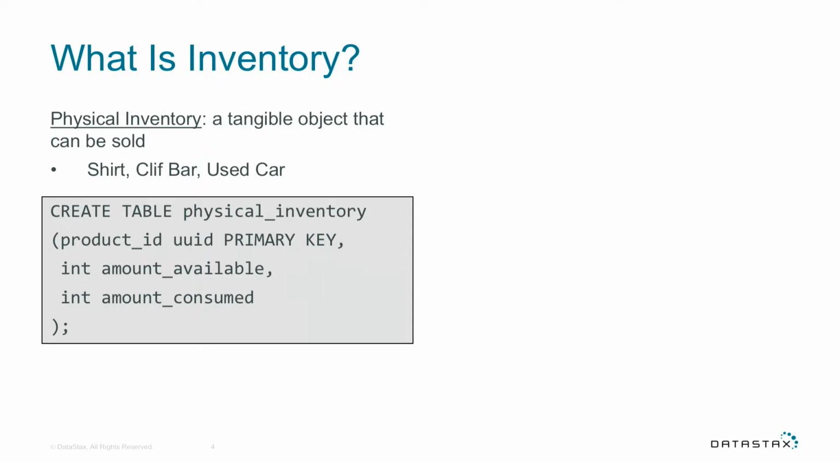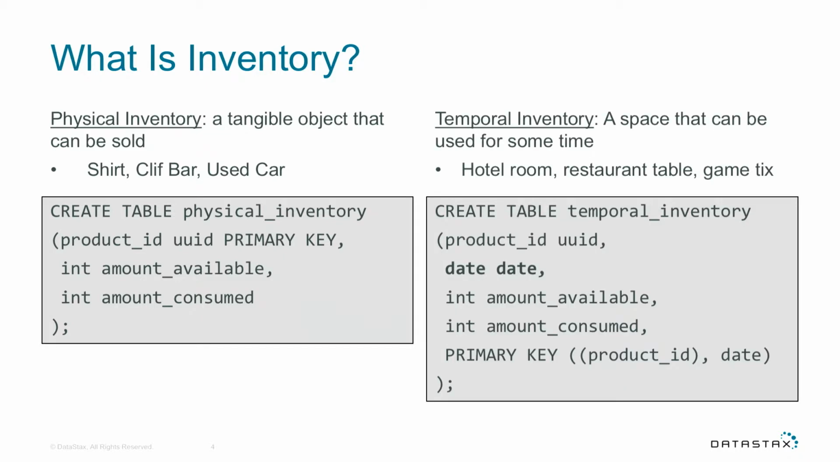There's another type of inventory that we need to think about as well. A physical item is tangible. We sell it once. It's shipped from our warehouse, or it goes home in a shopping bag, or it's driven off the lot. But other kinds of inventory are renewable. We sell these products again and again over time. We see this a lot with spaces that we sell for a specific period of time, like a hotel room, or my spare room, or a table at a fine restaurant, or tickets to a football match.